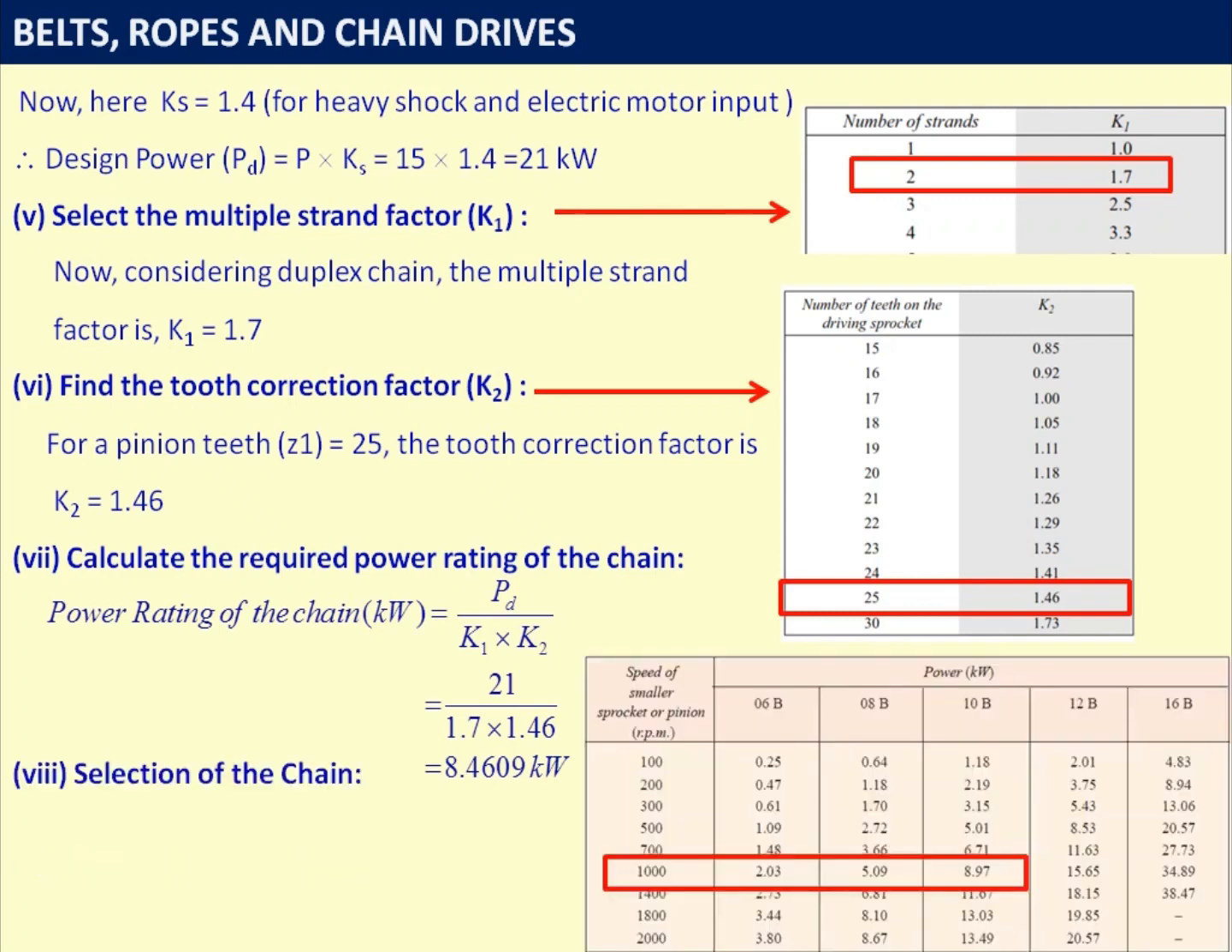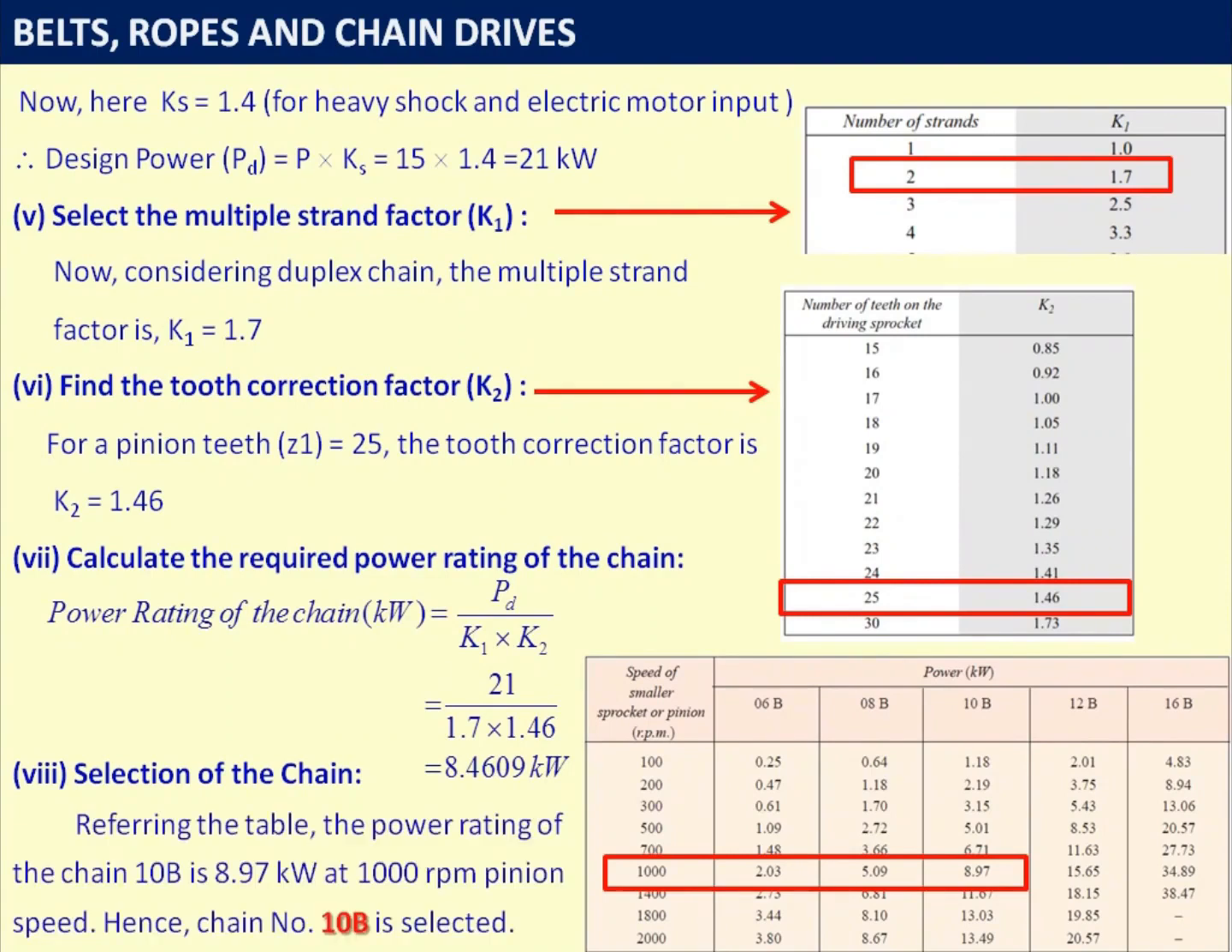Selection of the chain. Using this table, we have the speed of the smaller sprocket equal to 1000 rpm and the rated power rating of the chain is 8.46. If you look into the table corresponding to speed of the smaller sprocket equal to 1000 rpm, for the 10B chain the power transmission is 8.97 kilowatt. Therefore in this case we will be selecting the 10B chain for our application.